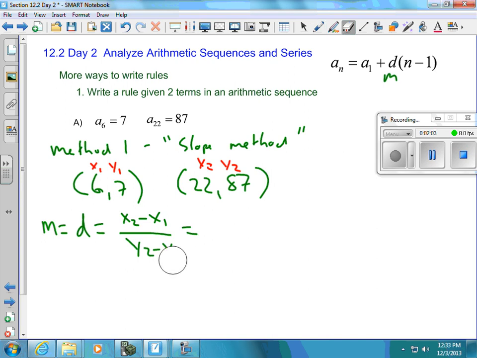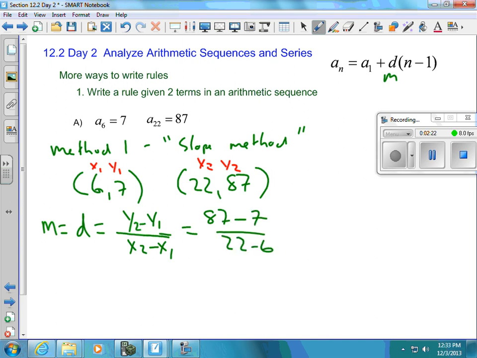Oops, I totally reversed that. It should be y2 minus y1 over x2 minus x1. Rise over run. The y's over the x's. So now we have that settled. 87 minus 7 over 22 minus 6. That is 80 over 16. What does that divide out to be? Well, that's 5. So we have a slope of 5.